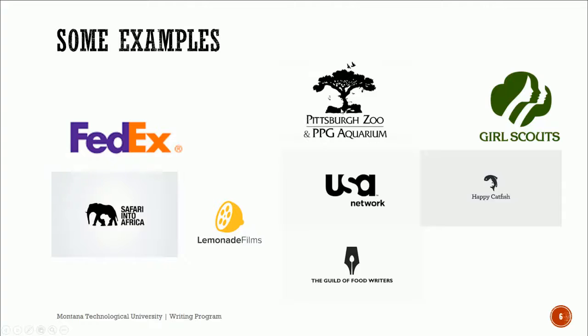Look at the cleverness of the Pittsburgh Zoo. There's a gorilla on this side and a lion on the other side in the negative space. Girl Scout cookies you're probably familiar with. Their logo, oh look, 1, 2, 3 young ladies there in the logo. The USA Network on TV. We have a U and an A, but the way it is formed, the white space in between them forms the S, USA Network, the little cat in the catfish, and so on. Safari into Africa, the space between the elephant's front and rear legs is the shape of Africa.